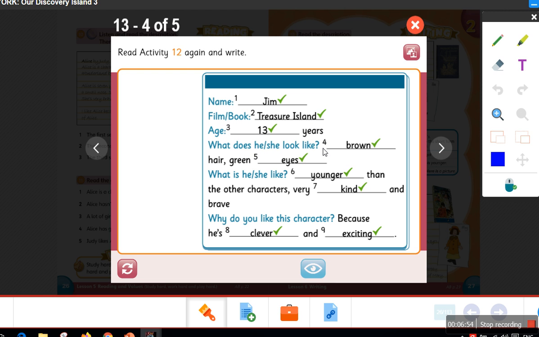Jim has got brown hair and green eyes. Brown hair, green eyes. Jim is younger than the other characters. He's very kind and brave. Why do we all like Jim? Because he's clever and exciting, right? Okay. You can pause the video and write the answers. Take your time, feel free. Okay, now back to our book.